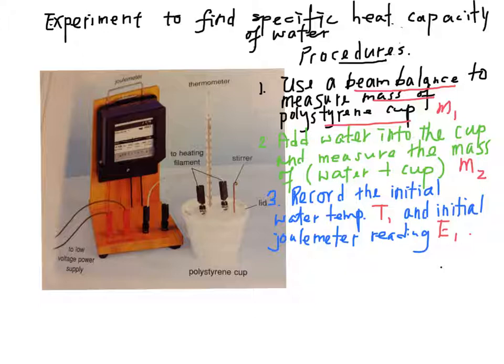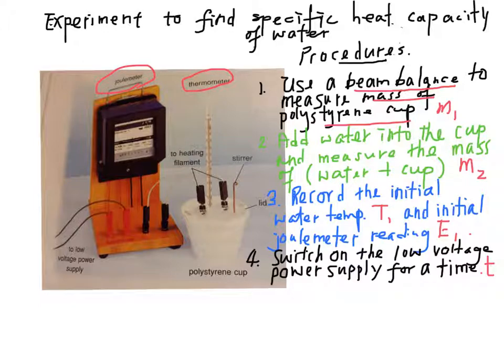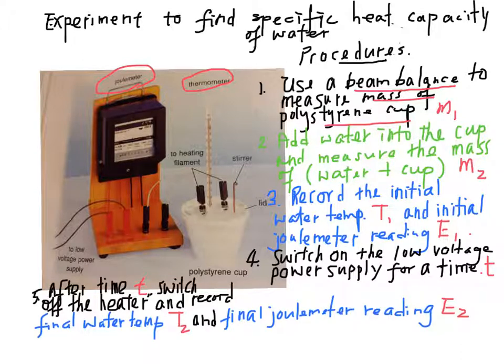Next, record the initial water temperature T1 by using the thermometer, and also record the initial joule meter reading E1, which is recorded by the joule meter. Next, switch on the low voltage power supply for a time T. After time T, switch off the heater and wait for about 30 seconds, and then record the final water temperature T2 and the final joule meter reading E2.